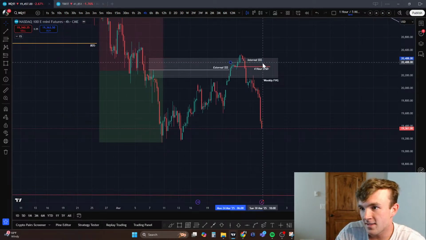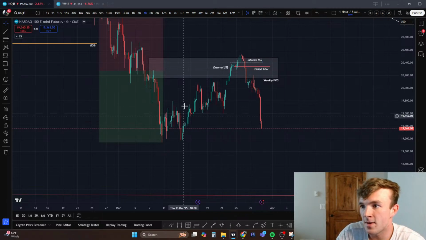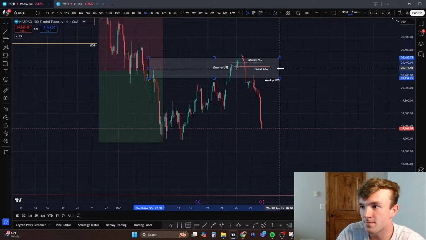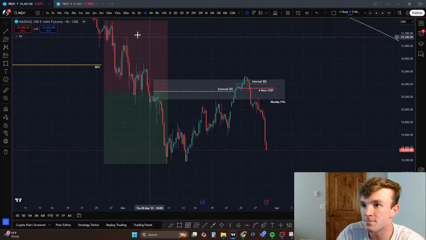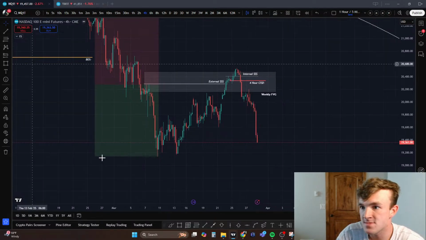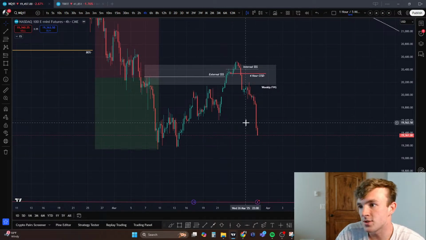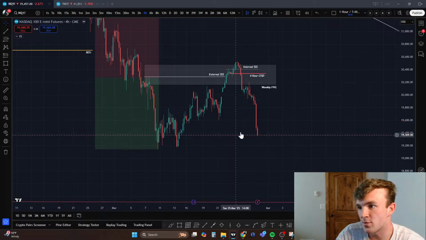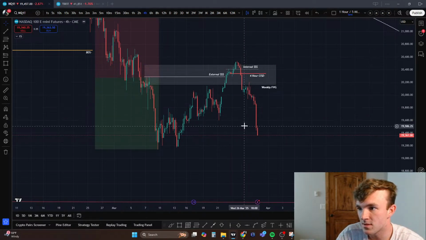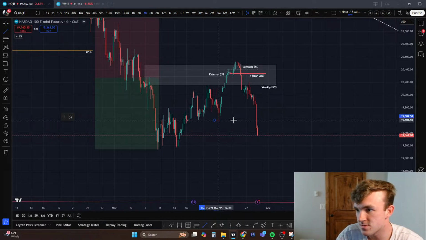I think this is good enough for the 4-hour chart. To me, it's just a pretty basic sell model with the weekly gap being your key level in premium, right? So I think this one's pretty basic. I mean, it's also kind of like a 2022 model because we just got that break of structure here. I'd consider this the break of structure.